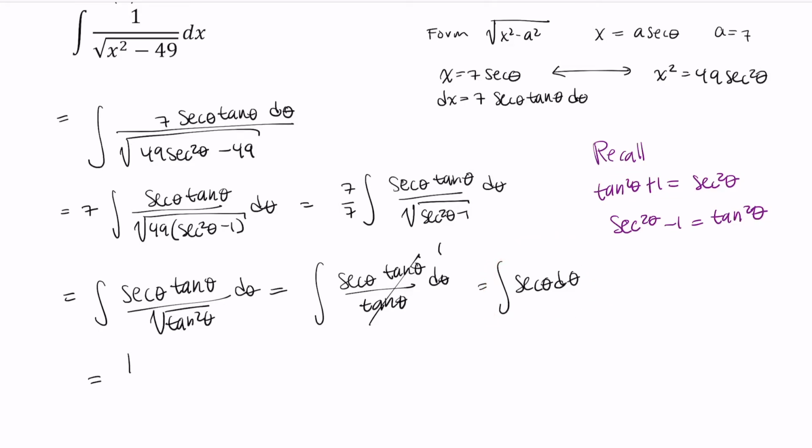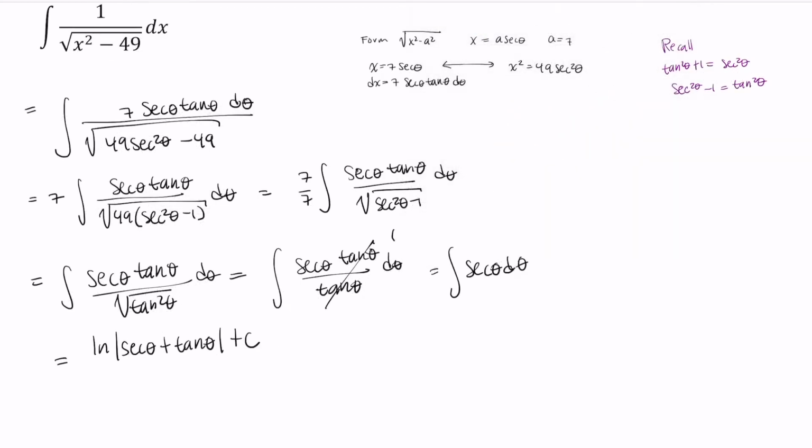So this becomes the natural log of secant theta plus tangent theta plus c. It's time to turn to our old friend right triangle trigonometry to finish fixing this. That is, back substitute to our x's because we have thetas, and that's not what we want to end up with. We already know that x is equal to 7 secant theta. This means secant theta is equal to x over 7. What we don't know is what tangent is, and I have a tangent here, so let's figure that out.